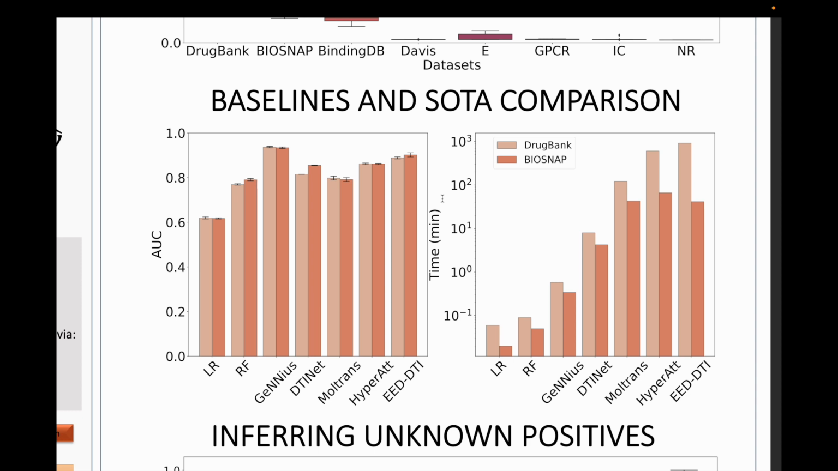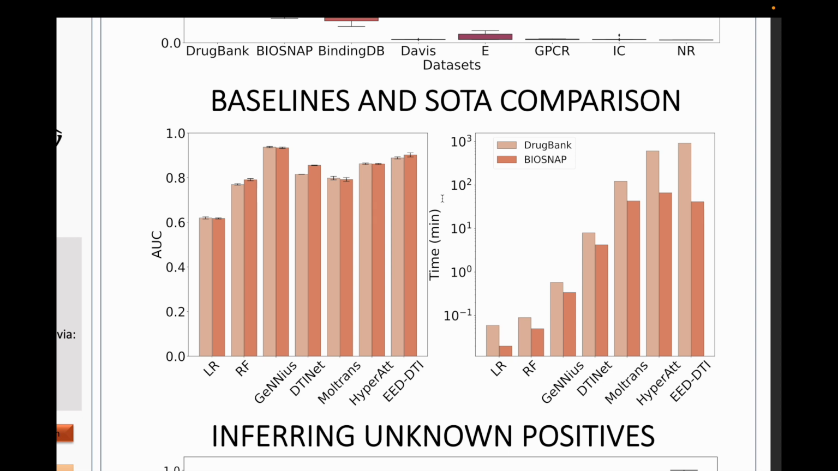Here in this plot, we use the datasets DrugBank and BindingDB because they are the largest ones. First, we compare the model with 2 of the classic machine learning models, such as logistic regression, LR, and random forest, RF, using the same features for drug and proteins. With this, we can check the increase in accuracy due to GeNNius architecture compared with the features alone. These act as naive baselines.